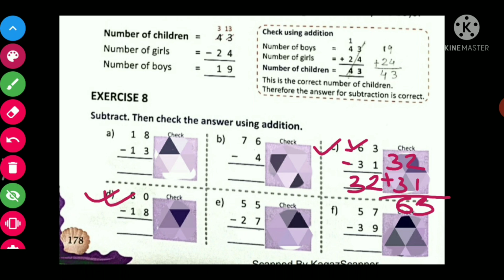So D, E and F, you will do these three, okay, in your maths classwork copy.